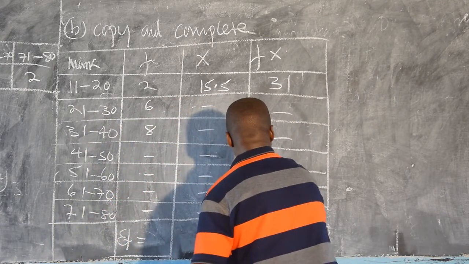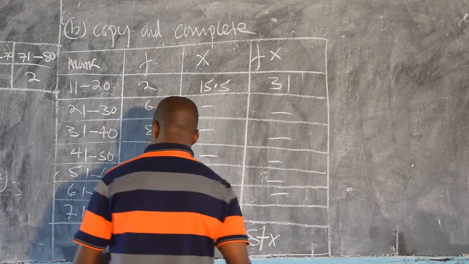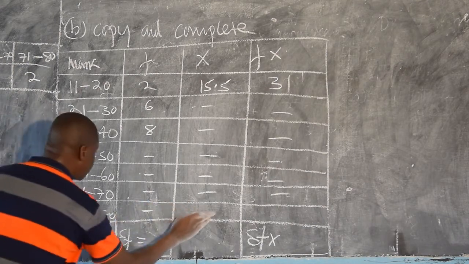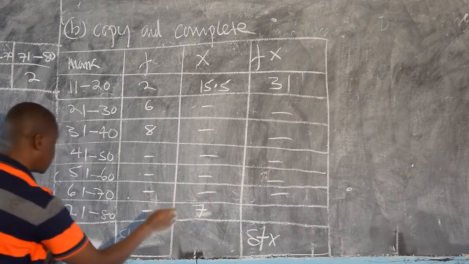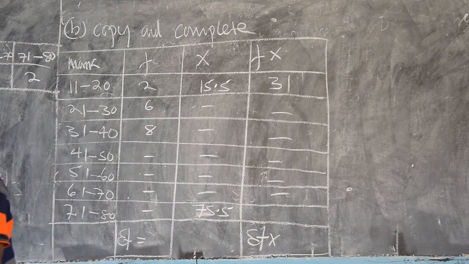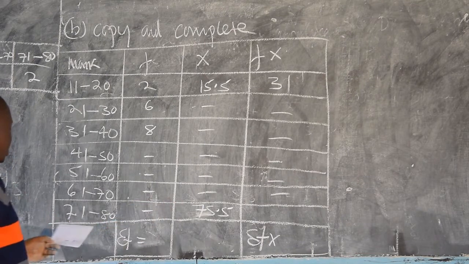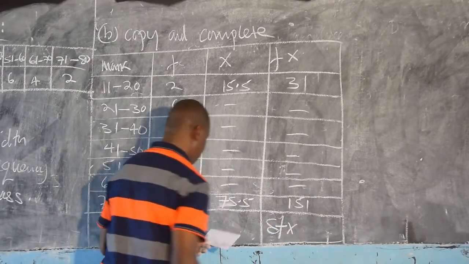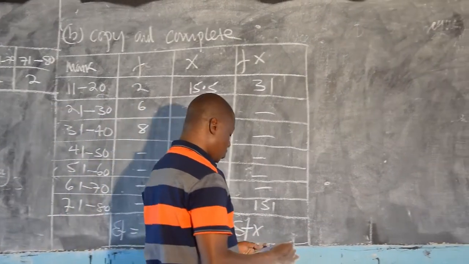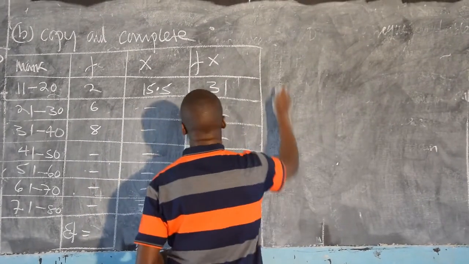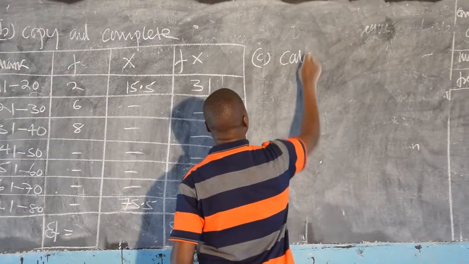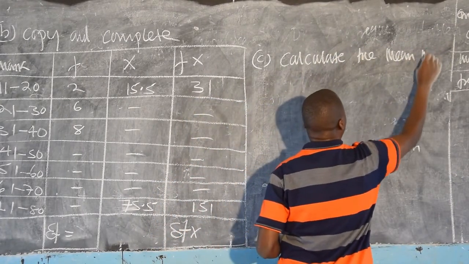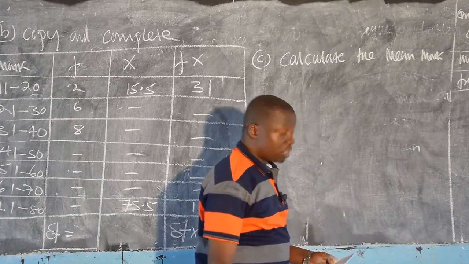Also here. Also there. So here, this is 75.5. So we shall multiply it by a certain number, and it will give 151. The question is, that is part C, calculate the mean mark.